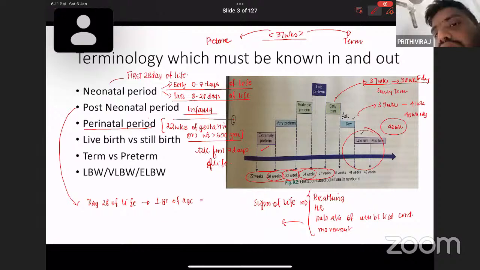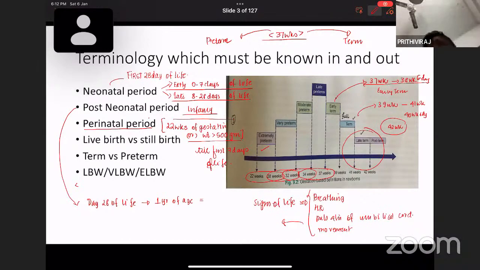Less than 2.5 kg. Very low birth weight comprises any baby, irrespective of gestation age, if the baby's weight is less than 1.5 kg. What about extremely low birth weight? Any baby born at any gestation age, if the weight of the baby is less than 1 kg, is known as extremely low birth weight.